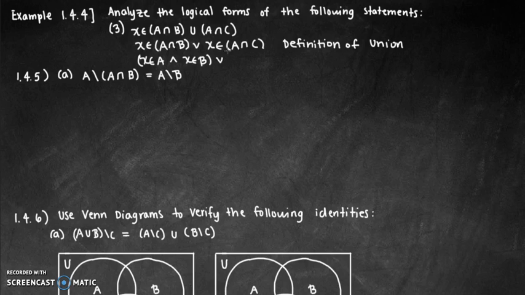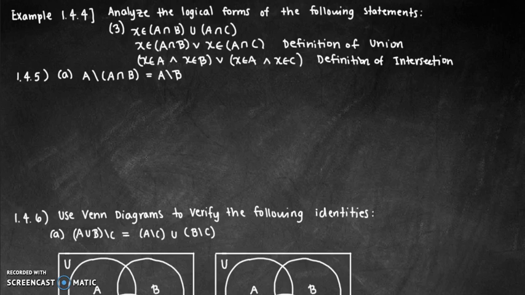And we're going to do the same thing for the right side. So we have X element of A and X element of C. And our reasoning behind this is definition of intersection. So you see here our parallels between OR and union and intersection.